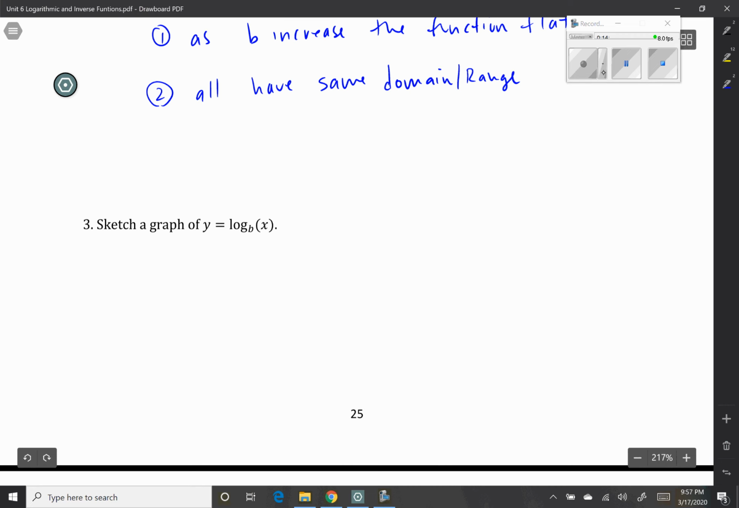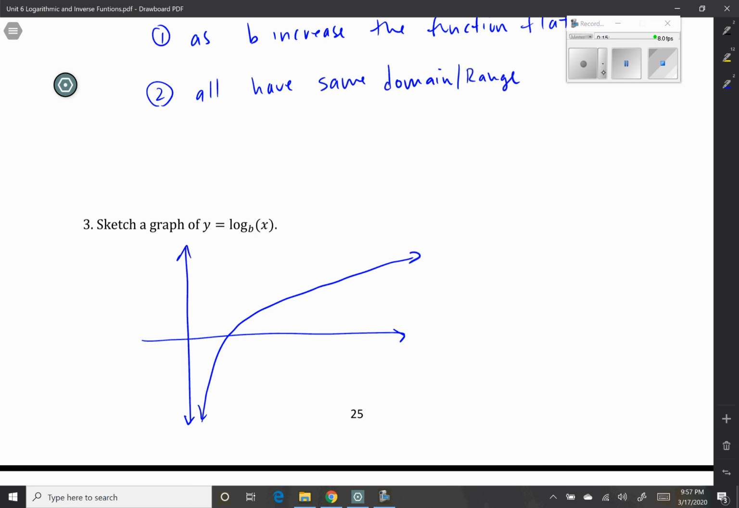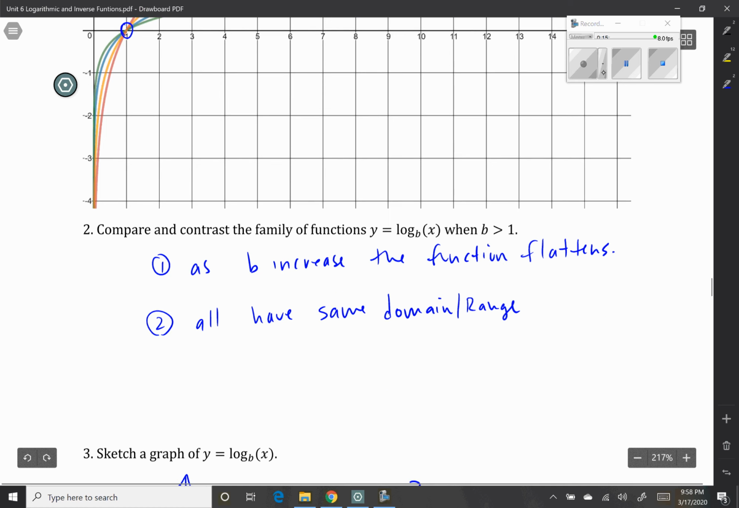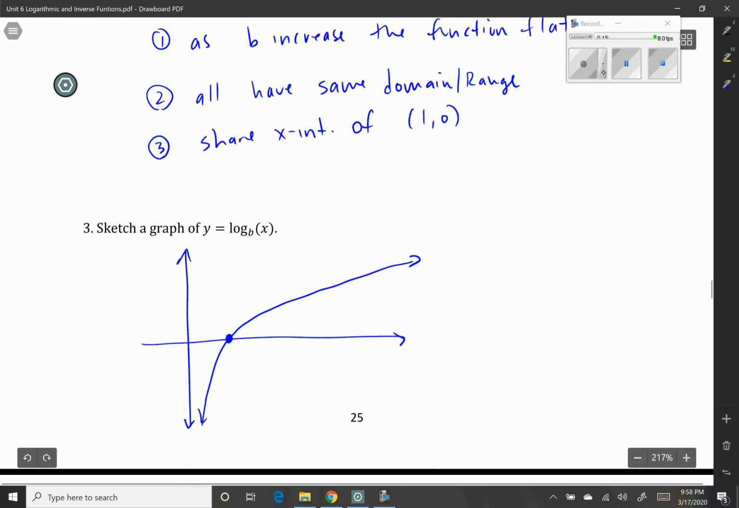So if we wanted to sketch a graph of y equals log base b of x, we know it's going to have an x and a y-axis. We really only care about quadrants 1 and 4, though. We know it's going to come up through the x-axis. The point where it crosses the x-axis, that's an interesting one. Something else that you might have noticed about all four of these graphs up here is they all have the same x-intercept. So we'd even say they share an x-intercept of (1, 0).